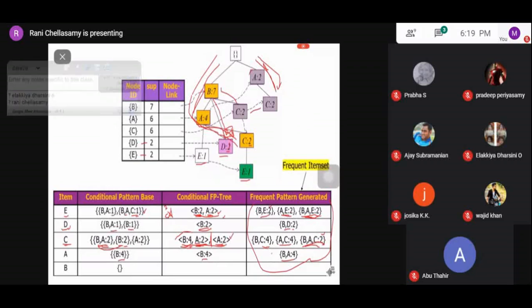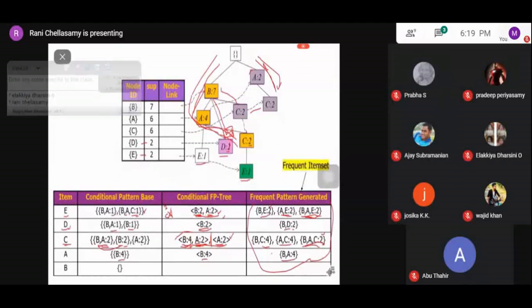So, after that, you have to find the conditional FP tree. So, how to calculate? B here 1 and here 1. So, add these two, you will be getting B 2. And the value of A is 1, which is below the minimum support threshold value. So, you have to omit that. Now, this B value is combined with the D to generate the frequent item set. So, B comma D will be 2.